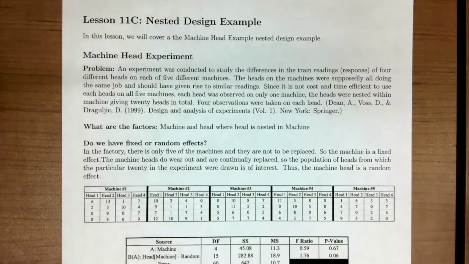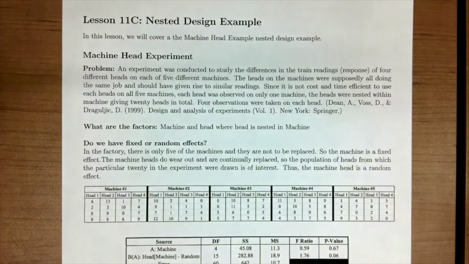So let's recall what our problem is. An experiment was conducted to study the difference in the responses of 4 different heads on each of the 5 different machines. The heads on the machines were supposedly doing the same job and should give the same readings. So in this case, we're probably interested in whether there is variability from machine head to machine head. Since it's not cost and time efficient to use each head on all 5 machines, each head was observed on only one machine. The heads were nested within the machines, giving us 20 total heads, and for each head, we have 4 responses.